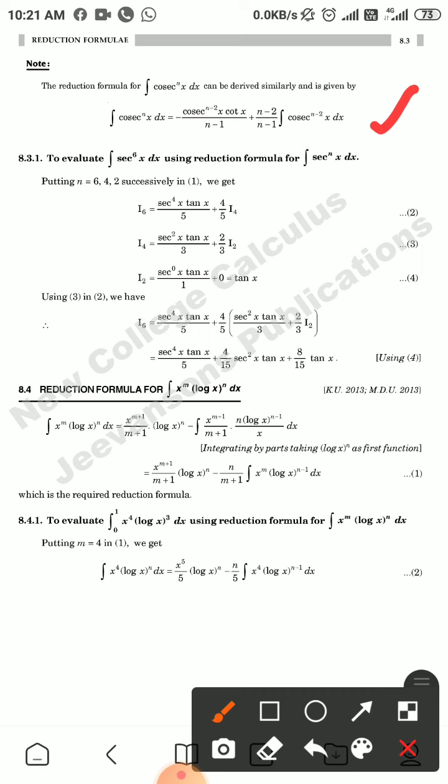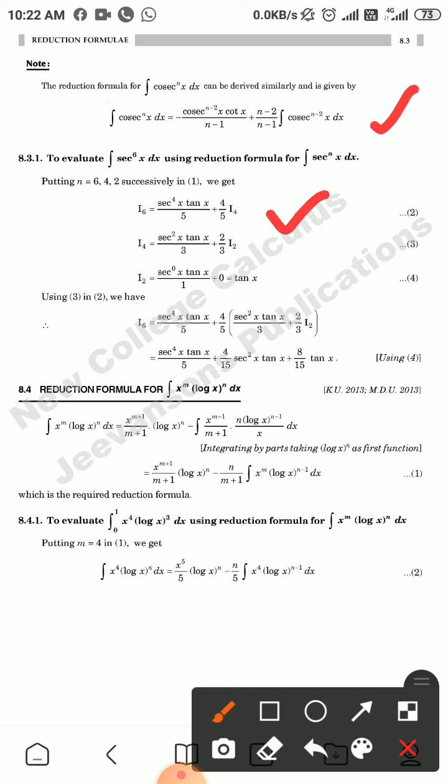8.3.1, to evaluate integration of secant raised to power 6 x dx using the reduction formula for integral of secant raised to power n x dx. Putting in the reduction formula n is equal to 6, 4, 2 successively in 1, we get I6 equal to secant raised to power 4 x tangent x divided by 5 plus 4 by 5 I4, and I4 is evaluated by putting n is equal to 4 into the reduction formula.